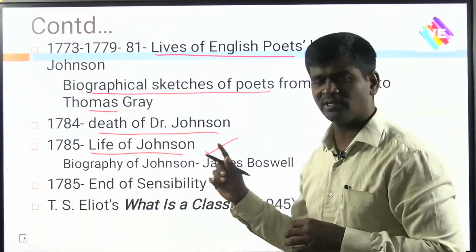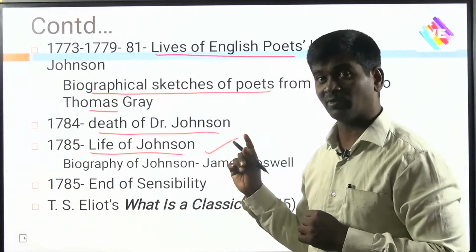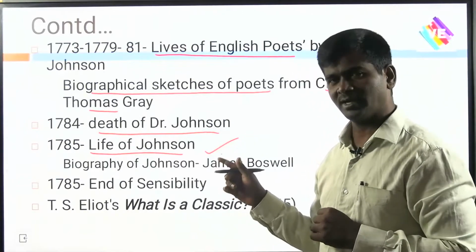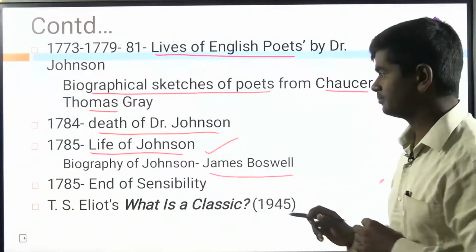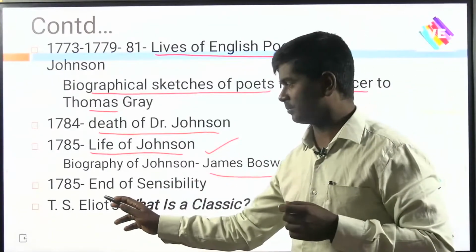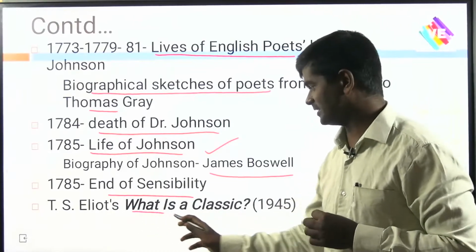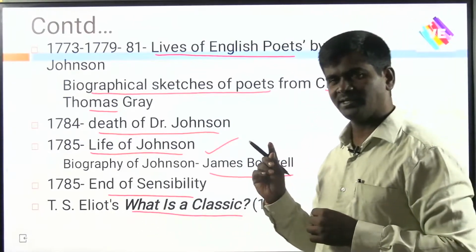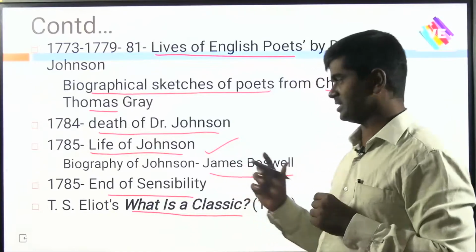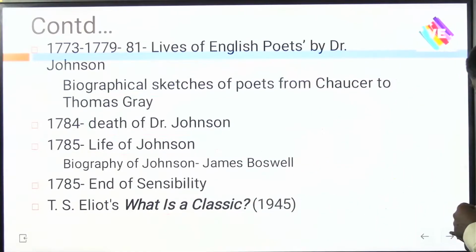So Life of Johnson, the biography of Johnson, is written by one of his close associates, James Boswell. And 1785, according to some people, the end of sensibility. And T.S. Eliot wrote What is a Classic? It's a critical essay composed by T.S. Eliot, which is very important.